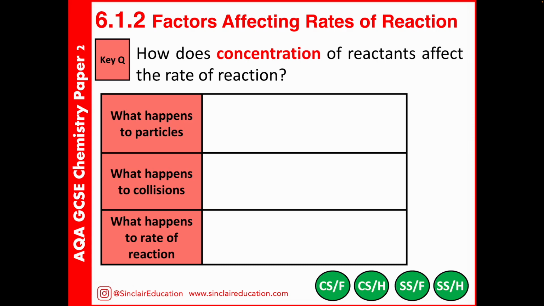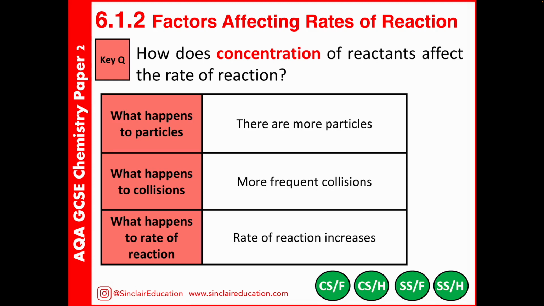So if we increase concentration, there'll be more particles in that reaction. If there's more particles, there will be more frequent collisions. The chances of a collision have gone up. And so that will mean the rate of reaction will increase also.